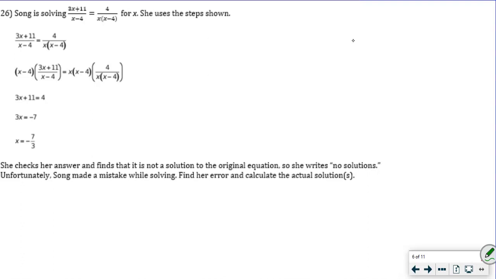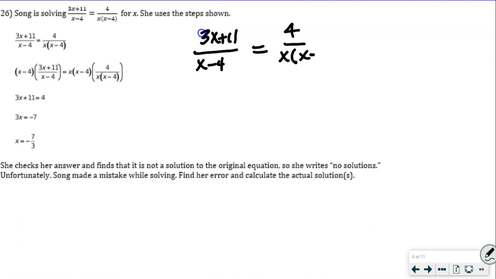It says she checks her answer and finds that it's not a solution to the original equation. So she writes no solution. Unfortunately, Song made a mistake while solving. Find her error and calculate the actual solutions. So if I'm doing this problem, I'm going to do the 3x plus 11 over x minus 4 and set that equal to our 4 over x times x minus 4.